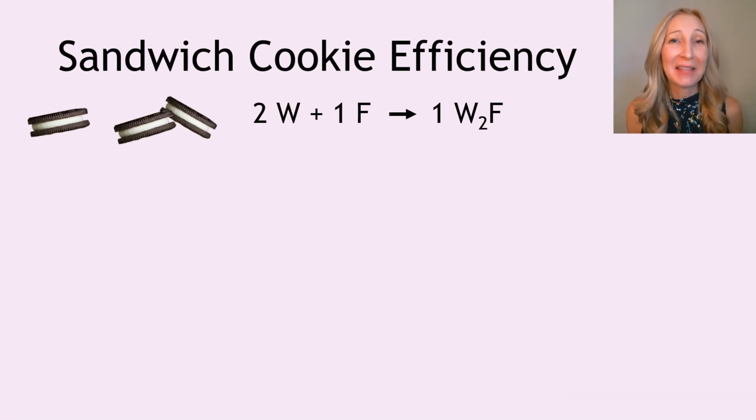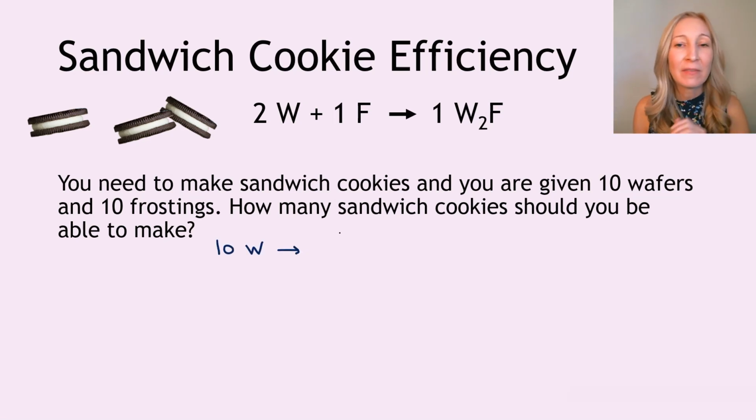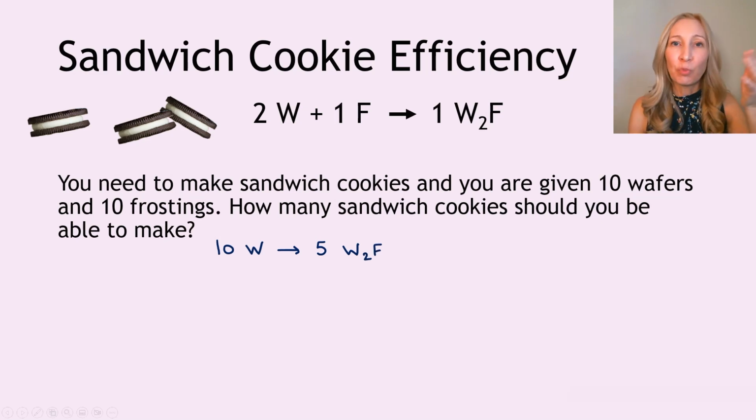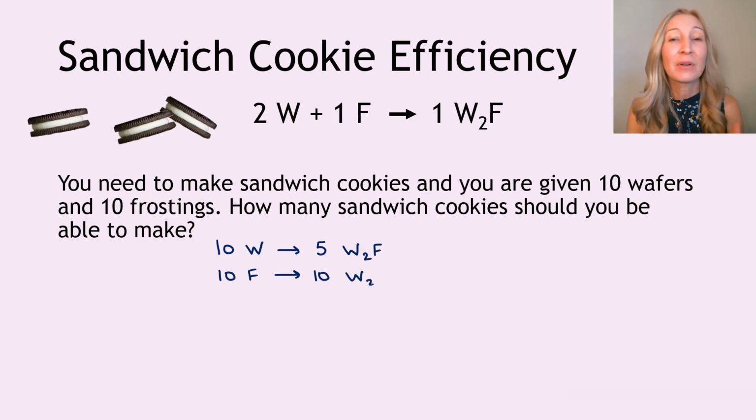The last topic we need to address with reaction stoichiometry is efficiency. Say you need to make sandwich cookies and you're given 10 wafers and 10 frostings, and we can calculate how many sandwich cookies we're able to make. By now, you should know that you would need to assess for each reactant individually. 10 wafers would be enough to make 5 sandwich cookies, and 10 frostings would be able to make 10 sandwich cookies. So the maximum number of sandwich cookies you can make with this ingredient is 5.